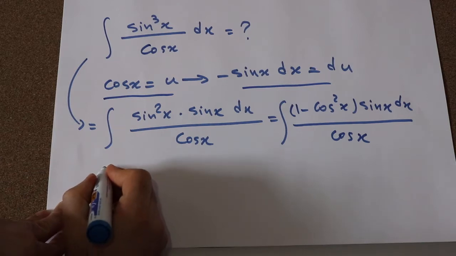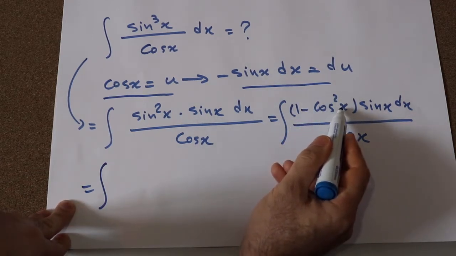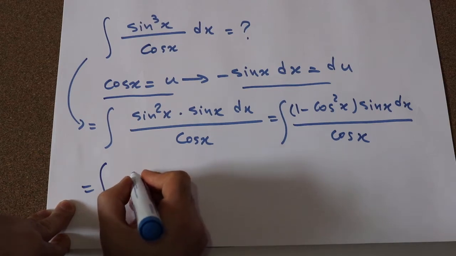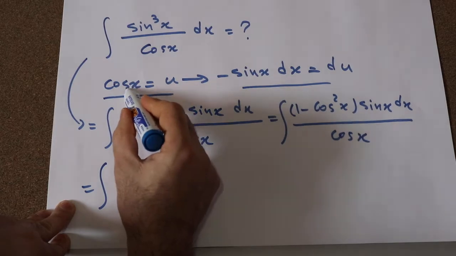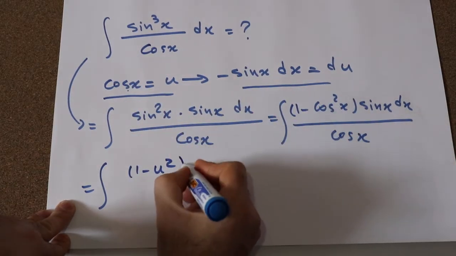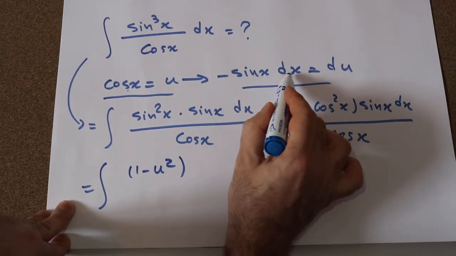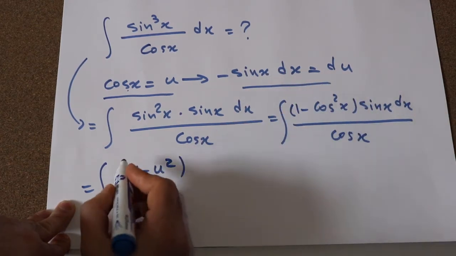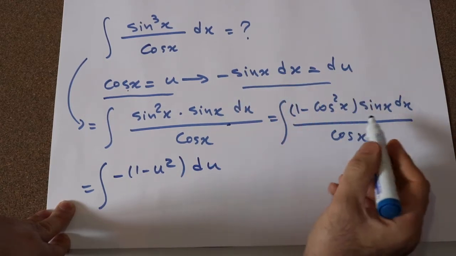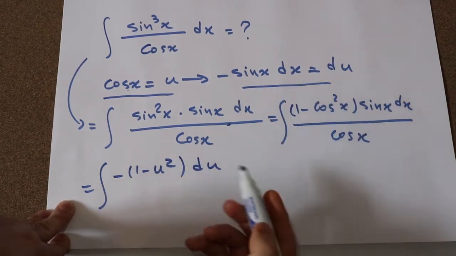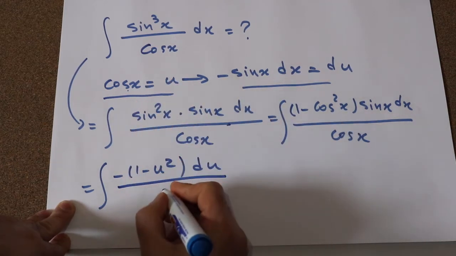Therefore this integral you can rewrite as, instead of 1 minus cosine 2x, I can simply write 1 minus u2, because cosine x is u, therefore cosine 2x is u2. And instead of sine x dx, I can write minus du, because minus sine x dx was du, therefore sine x dx will be equal to minus du, divided by, instead of cosine x, I write u.